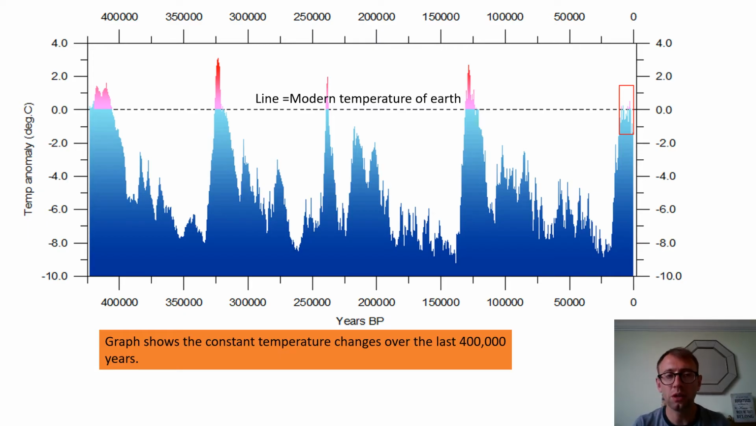Because if we look at the last couple of cycles where we've seen these spikes, we can see that this period of warming has been more consistent over a longer period of time, and is actually lasting longer. By now we should be cooling down again, but that doesn't seem to be the case.